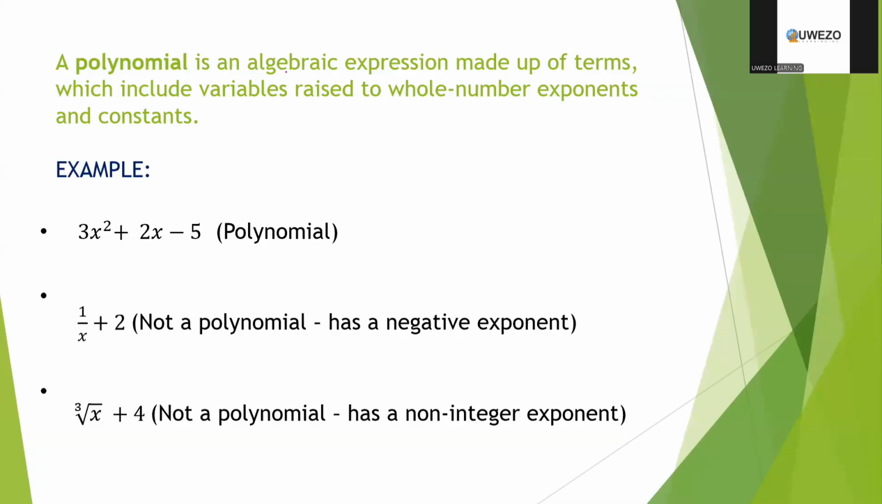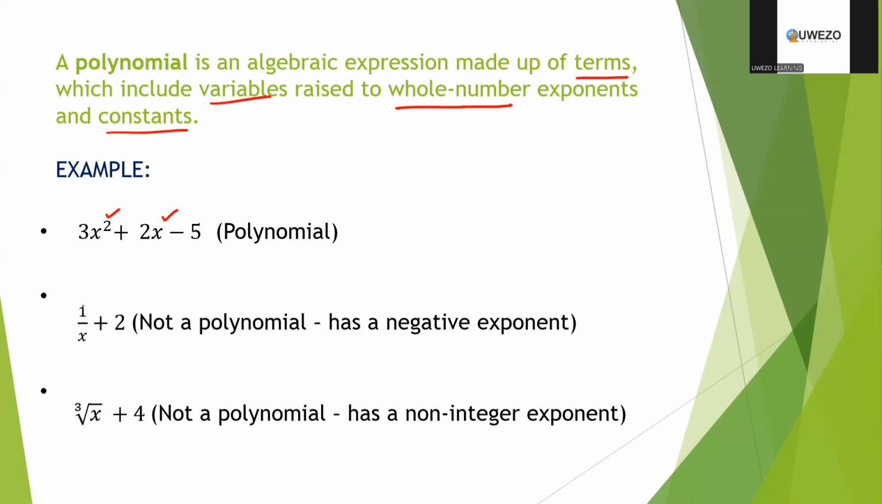A polynomial is an algebraic expression made up of terms which includes some variables raised to a whole number exponent and also a few constants. For example, if we have 3x squared plus 2x minus 5, the powers here are whole numbers, hence it is a polynomial.